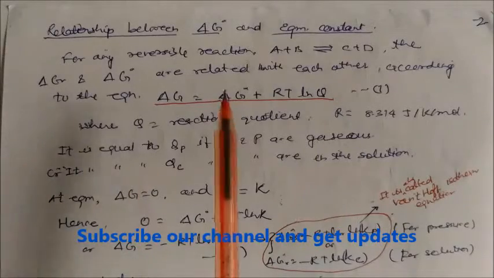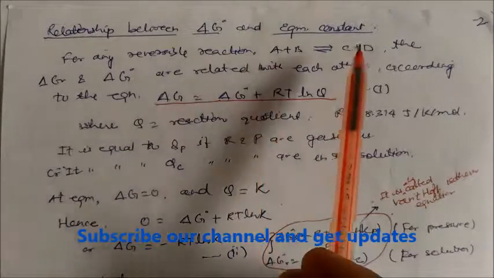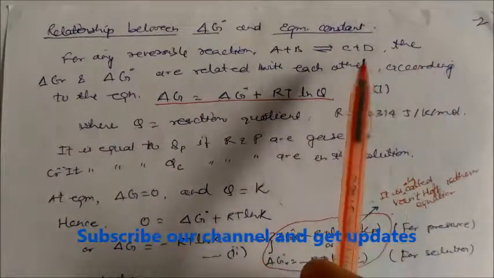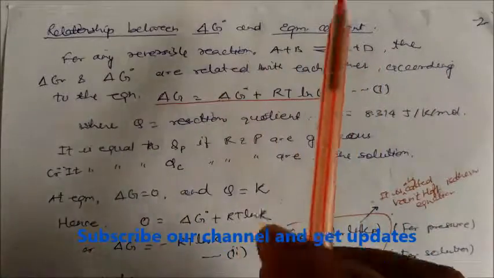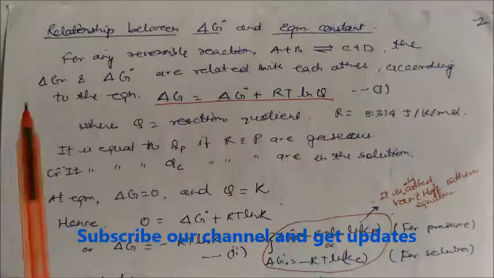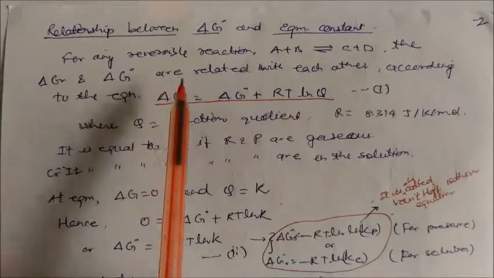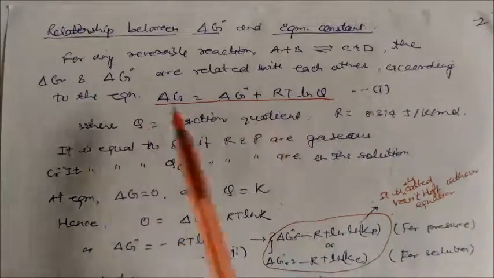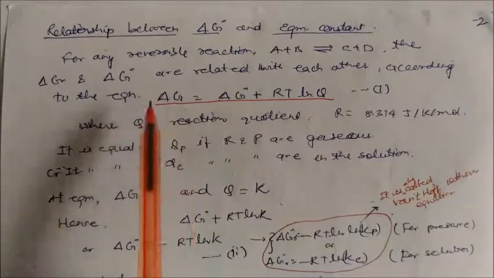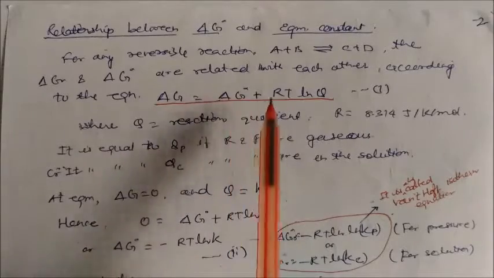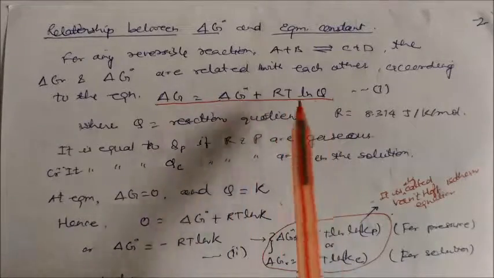Relationship between standard free energy and equilibrium constant. For any reversible reaction like A plus B giving C plus D, this is the forward reaction and this is the backward reaction, C plus D going to A plus B. The free energy change and standard free energy change are related to each other according to this mathematical equation: delta G is equal to delta G standard plus RT natural log Q. What is Q?